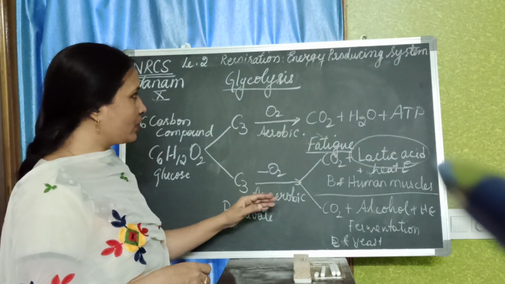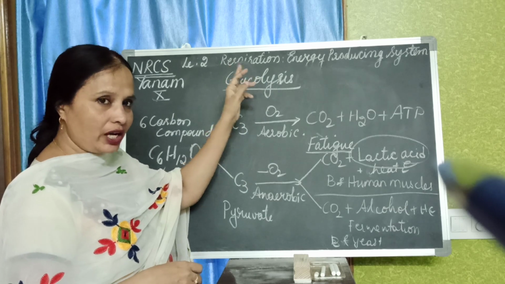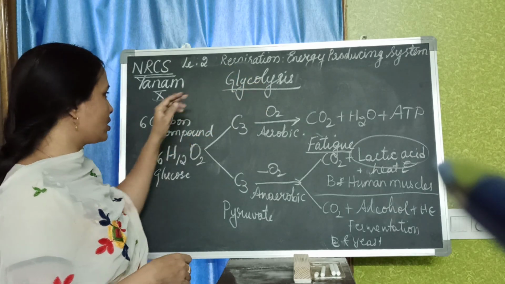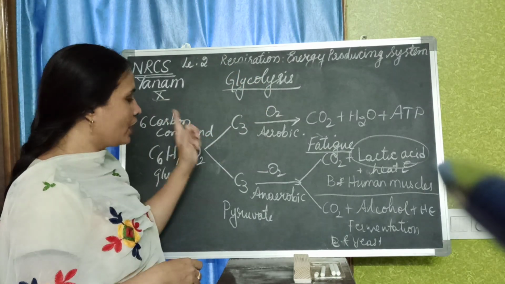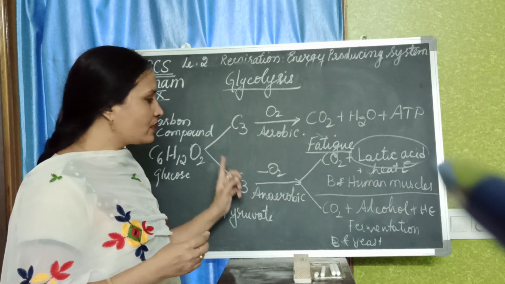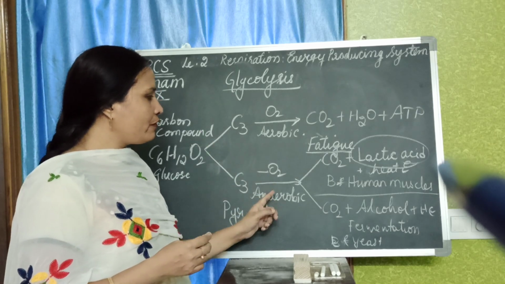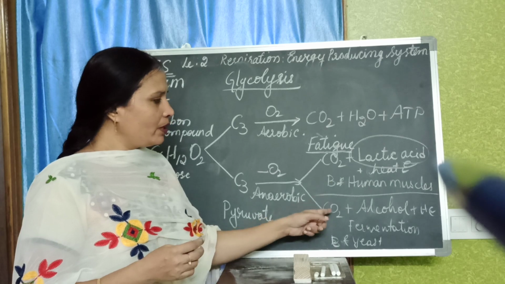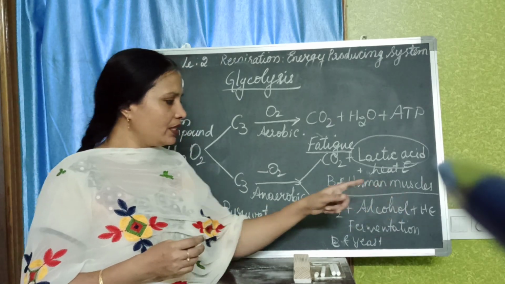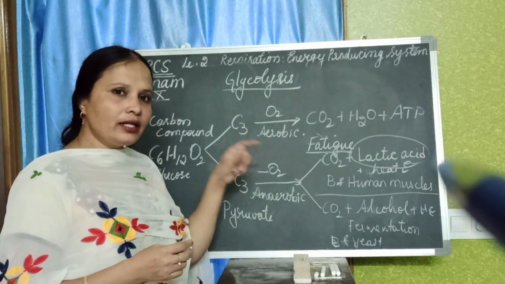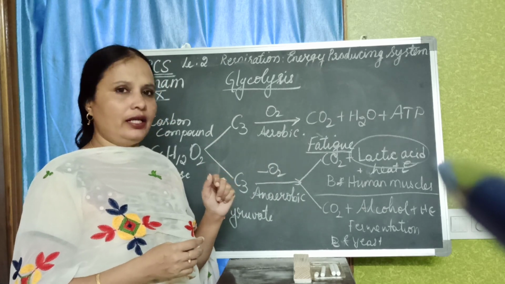The other type of anaerobic respiration again starts with glucose molecules breaking down, which is called glycolysis. The 6-carbon glucose molecule breaks down into 2 pyruvate acids, and then in the absence of oxygen it releases carbon dioxide, alcohol and heat energy. That is called fermentation, and examples are bacteria and yeast.